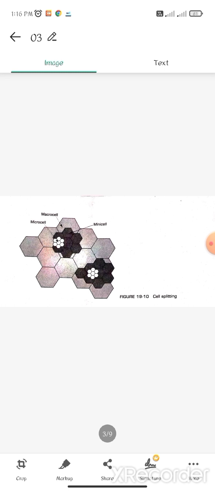So this is the figure, and it is the concept of cell splitting. ഈ ഫിഗറിനകത്ത് ഒരു മാക്രോ സെല്ലുണ്ട്, മിനി സെല്ലുണ്ട്, മൈക്രോ സെല്ലുണ്ട്. ഈ മാക്രോ സെല്ല് ഡിവൈഡ് ചെയ്ത് മിനി സെല്ലാവുന്നു, മിനി സെല്ല് ഡിവൈഡ് ചെയ്ത് മൈക്രോ സെല്ലാവുന്നു. So here the macro cells are divided into mini cells, which are further divided into micro cells. Therefore traffic density increases.